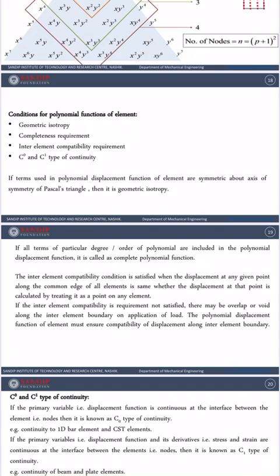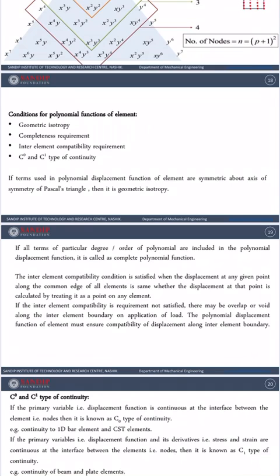So this is about the convergence requirement or convergence criteria for the selected displacement model. The selected displacement function should satisfy these 4 requirements. First, it should be compatible in nature. Compatible means it should satisfy the C0 as well as C1 continuity, that is, the displacement as well as the slope continuity. It means the selected displacement function should be continuous.